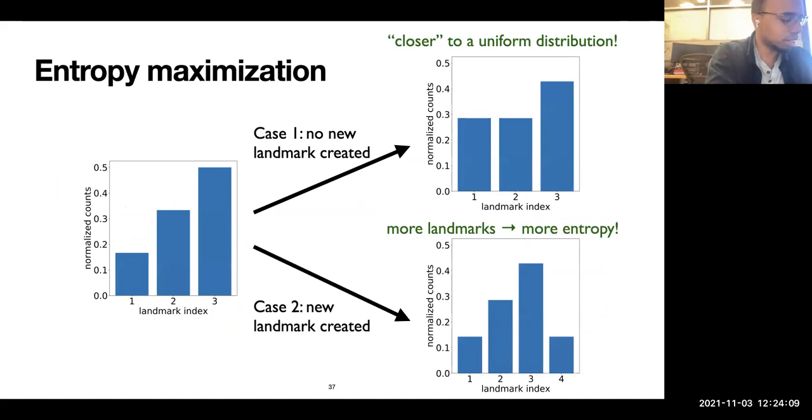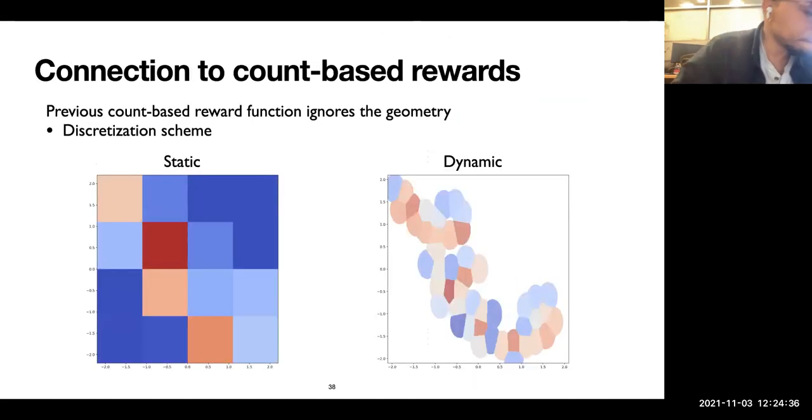But here, suppose that this is the state visitation count. So here you have 3 landmarks, each of them with counts. So there's 2 cases. One, you don't create a new landmark. So in this case, the agent would be incentivized to visit landmark 1. So you can see here that now this state distribution is closer to uniform, which is maximum entropy. And the second case is you create a new landmark, and what we can show is that always creating a new landmark always leads to increase in entropy.